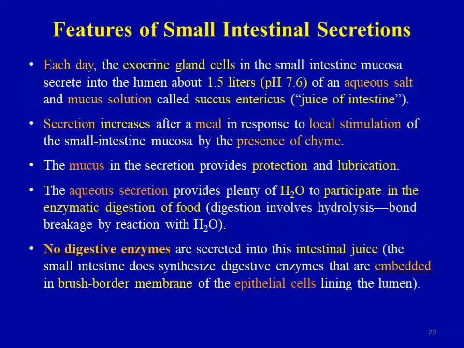The small intestine produces digestive enzymes that are embedded. They are not released into the lumen, but embedded in the brush border membrane of the epithelial cells that line the small intestine mucosa.